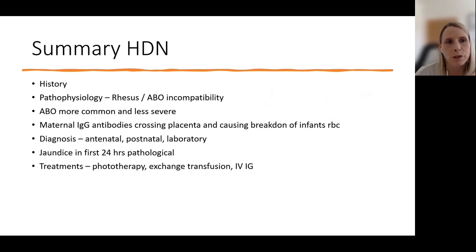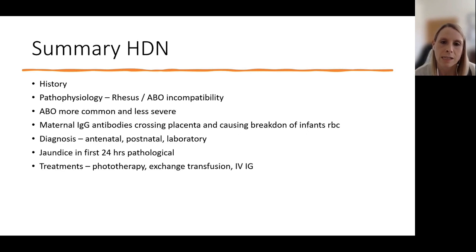So that was just a quick whistle-stop tour of hemolytic disease of the newborn. We've talked a bit about the history of it, when it was first described, and the pathophysiology, thinking about Rhesus incompatibility being the most severe form, but actually we see it less often now. And then the ABO incompatibility, more commonly seen but less severe. We've talked about maternal IgG antibodies crossing the placenta, which is important for the baby's immunity, but these are also the problem in hemolytic disease of the newborn in terms of breaking down the baby's red blood cells.